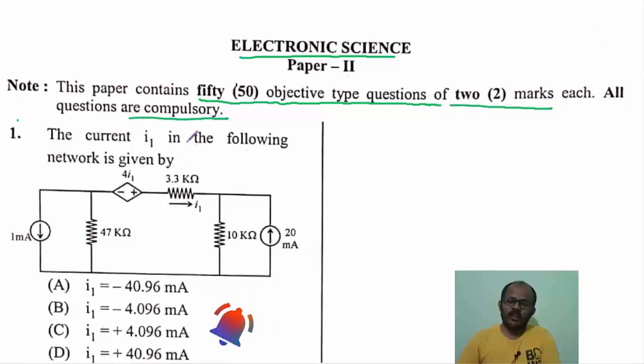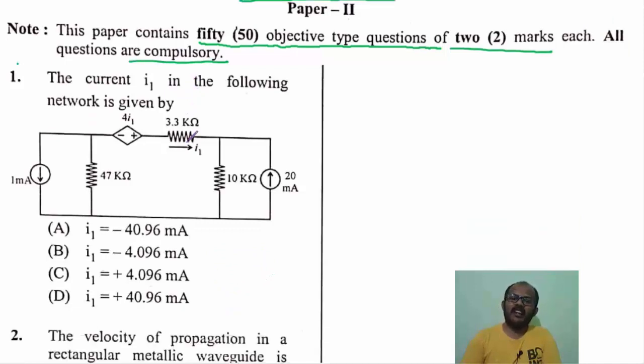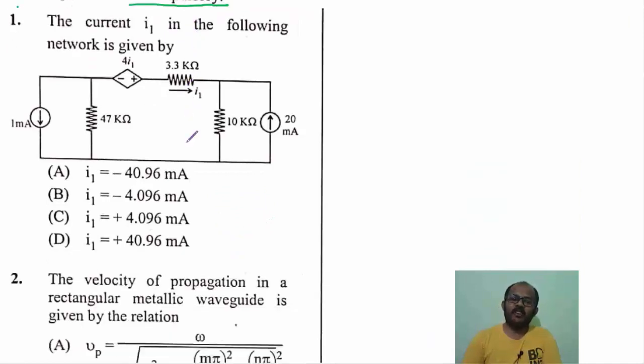Starting with the first question, we have to calculate the current I1 in the following network, that is the current through the 3.3 kilo ohm resistor. This question you can solve using nodal analysis or using source transformation. Let me solve with the help of source transformation.